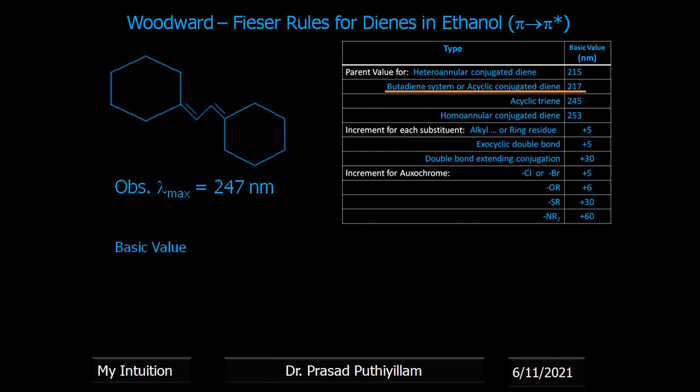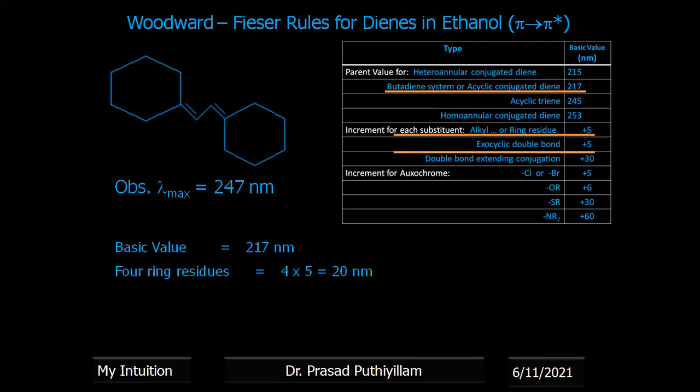So the basic value, being a butadiene system or acyclic conjugated diene, is 217. Then anything extra: it has ring residues. How many ring residues are there? The double bond here we cannot treat as a ring residue. This we cannot even treat as an alkyl substitution. That is a part of the conjugated system. So here one ring residue, here one ring residue, third and fourth. So a total of 4 ring residues are there. 4 ring residues means 4 into 5, that is 20 nanometer.